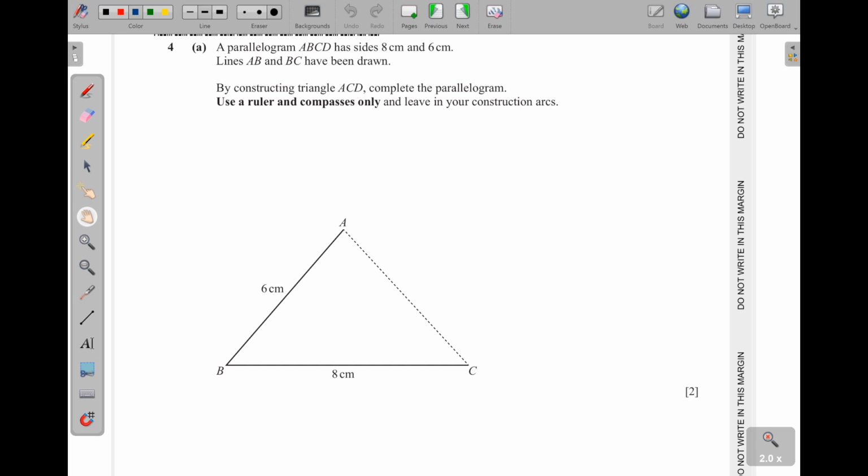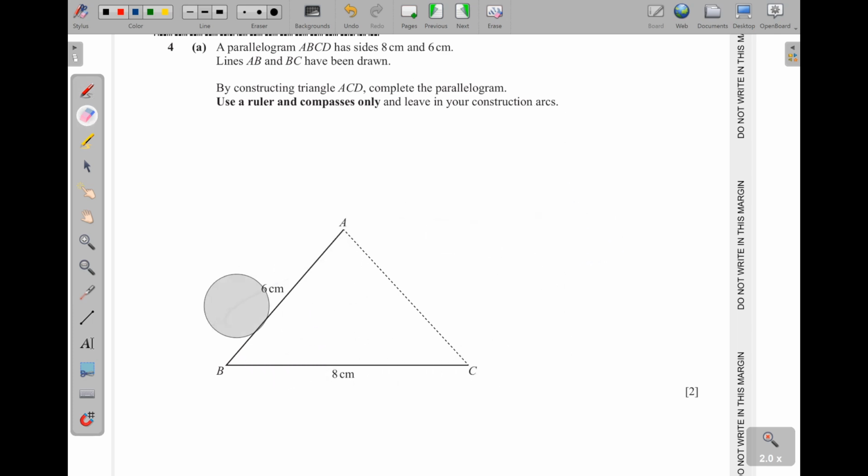Now, a parallelogram has 2 pairs of parallel sides. So I'm supposed to put something here, and this one has to be equal to this. So that means this one has to be 8 centimeters. And then this one here must be equal to this, so it has to be 6 centimeters. So what am I going to do? I'll put my compass here, then I stretch it to 8 centimeters. I draw an arc. Then I also come this side. I put my compass and I stretch it to 6 centimeters, and then I draw an arc here. So where they meet, then I connect, and that is all.